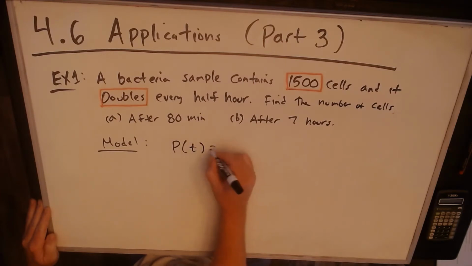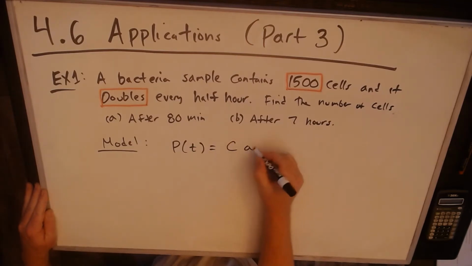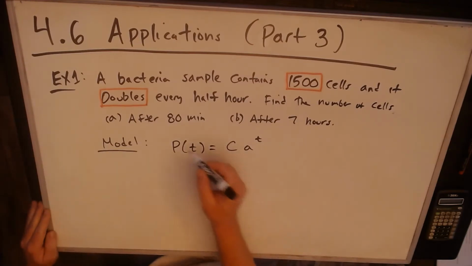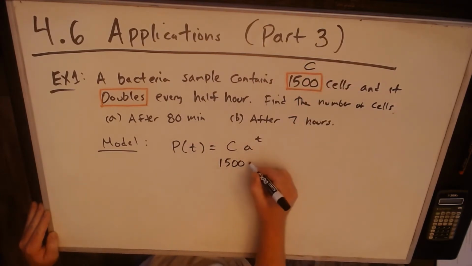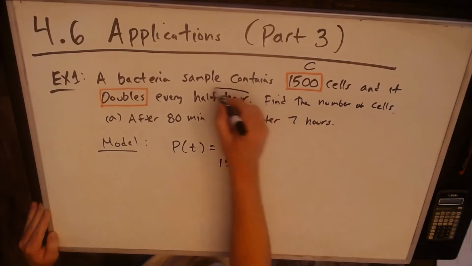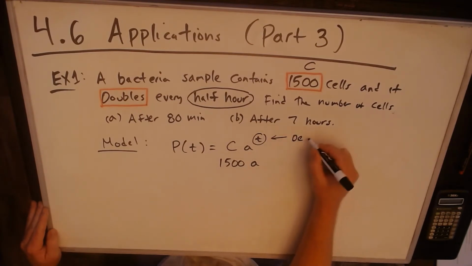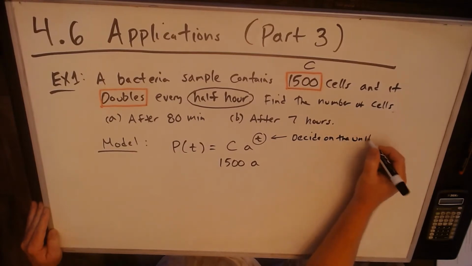I'm calling it P. At time t it is a constant times a to the t power. Very standard formula. You could also replace P(t) with y if you like. So the original amount, C, is 1,500. That's our initial population. And half an hour. So we have to decide how we're going to use the units of t.